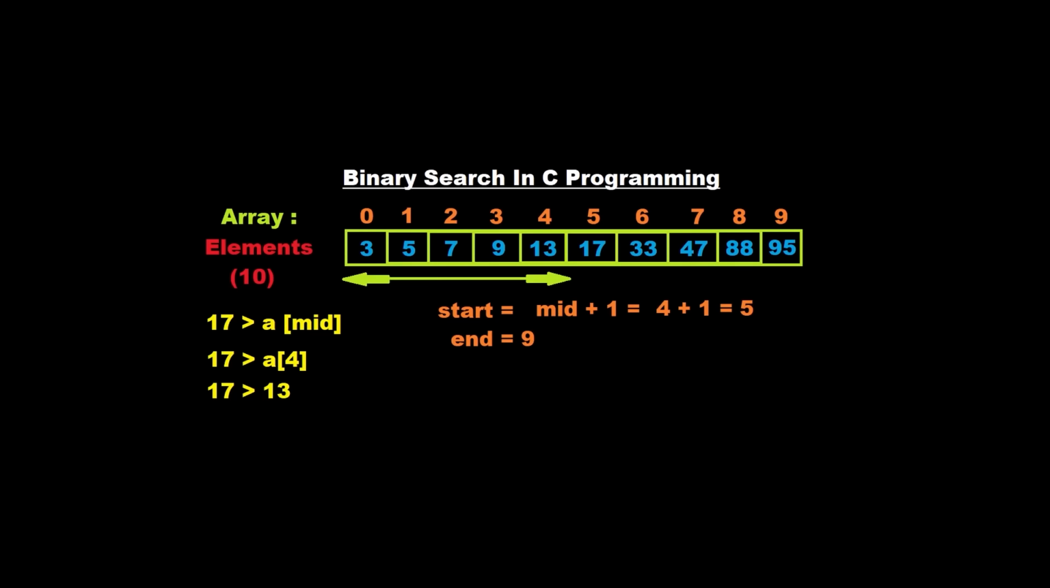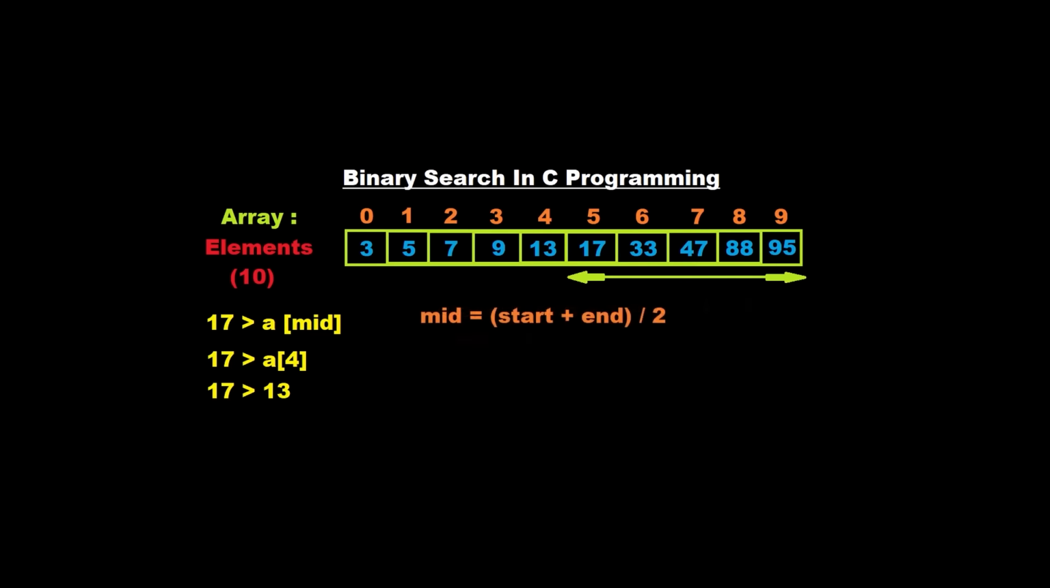Again, let us find the mid value in this new array. Mid is equal to start plus end divided by 2. So our new start is 5 and the end value is 9. It will be 5 plus 9 divided by 2, which is 14 divided by 2, which is 7. Now let us check once again.